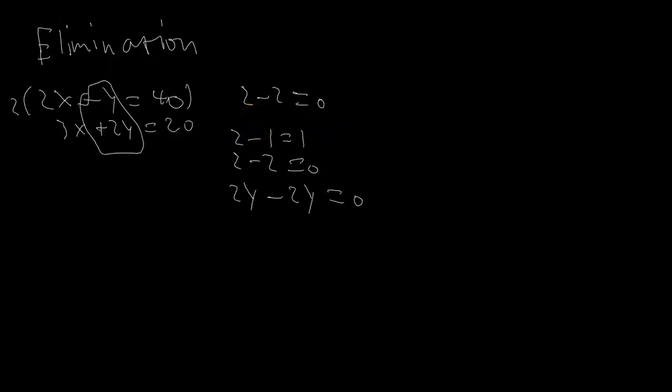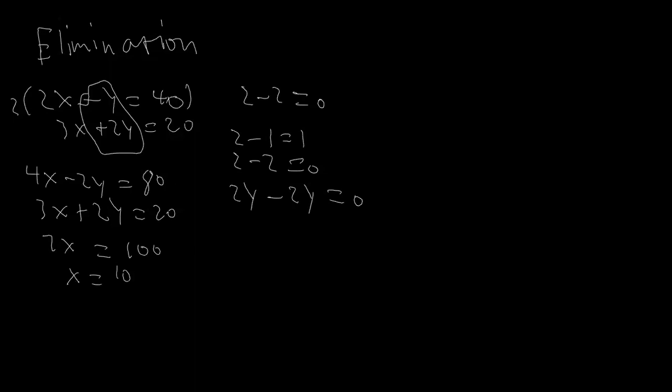So I'll just rewrite this here again. So basically we have 4x, this is when we multiply everything by 2, minus 2y is equal to 80, since 40 times 2 is equal to 80. And then we have 3x plus 2y is equal to 20. Now, again, from the last example we did, add both equations. 7x is equal to 100, and then we have x is equal to 100 over 7.